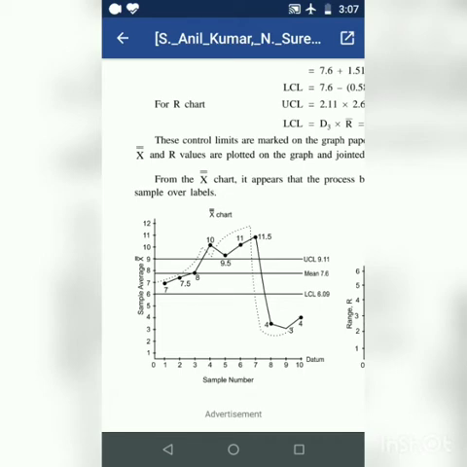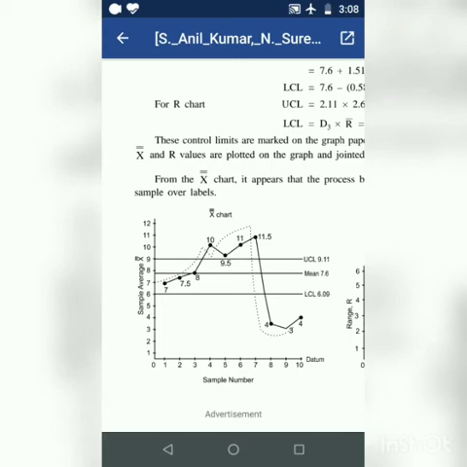So when the quality control manager looks at this chart, he will understand that something went wrong with the process, so he can go and identify the problems, and in this way you can understand that the process is not going as it is required.